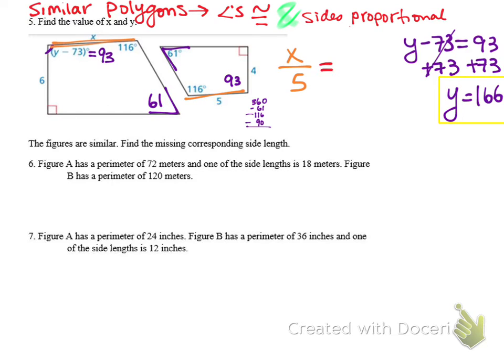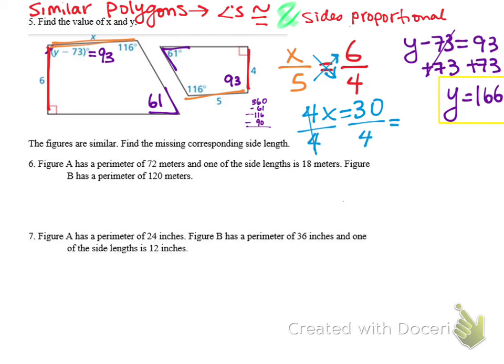All right, and then what is going to go in the top of my second fraction? 6 over 4. Cross multiply. We get 4x equals 30. Yes, we are going to have a fraction, and we will be okay with it.